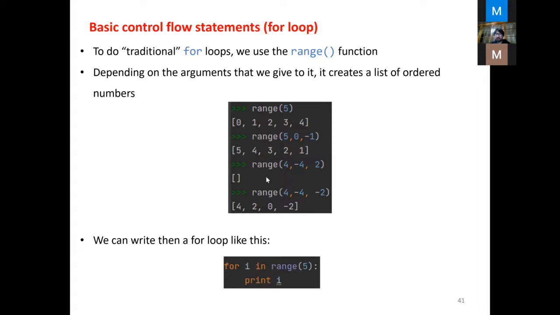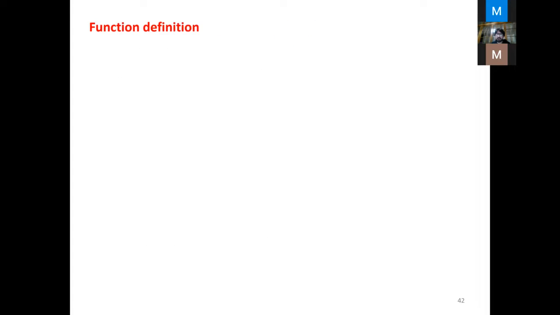And then we can write this traditional for loop, which is for i, which is generally the word that we use for iterations. Here, I don't know why it's marking me an error. But then we write for i in range of 5, which will give us the first example, and this is going to print 0, 1, 2, 3, 4, till 4.